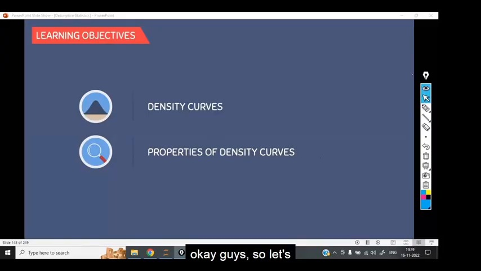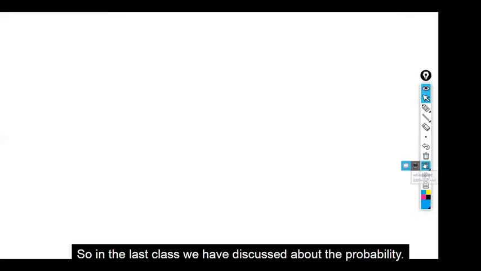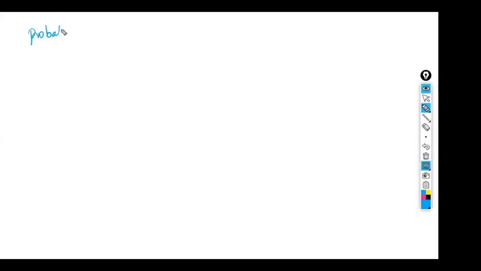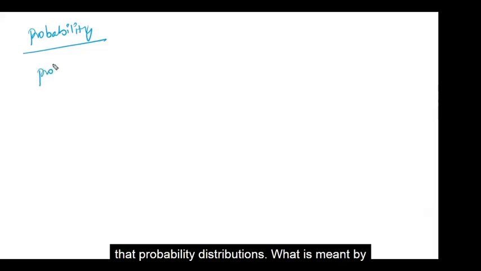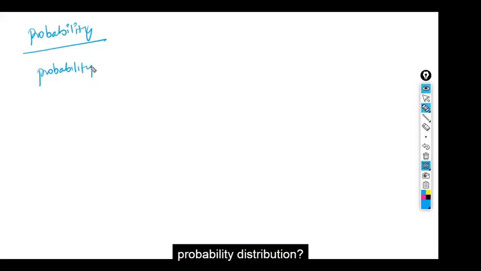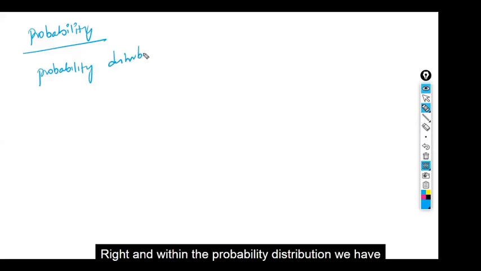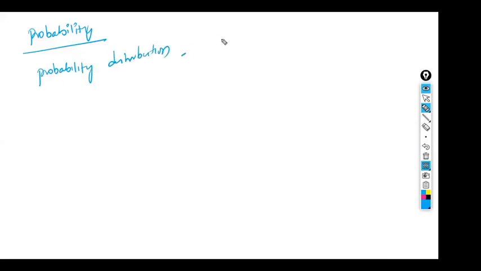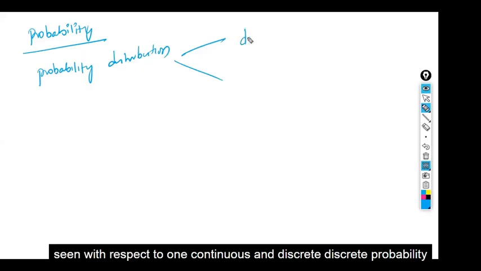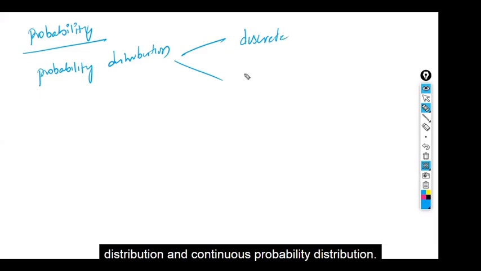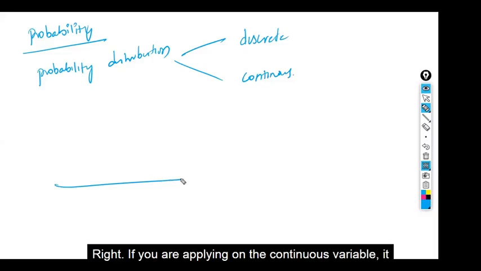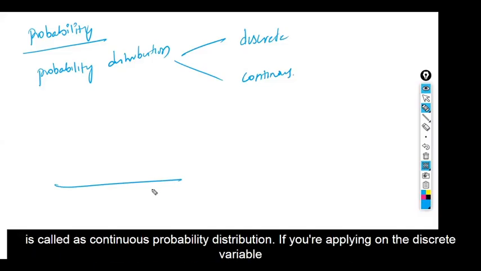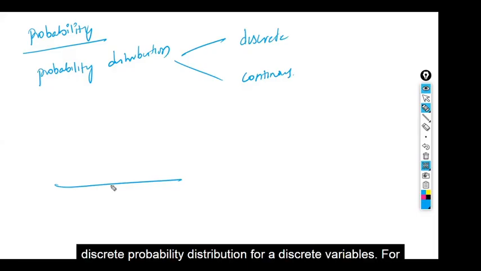Okay, guys. So let's start the session. In the last class, we discussed probability, and along with that, probability distributions. What is meant by probability distribution? Within it, we have seen the continuous and discrete probability distributions. If you're applying it on a continuous variable, it is called a continuous probability distribution. If you're applying it on a discrete variable, it is a discrete probability distribution.